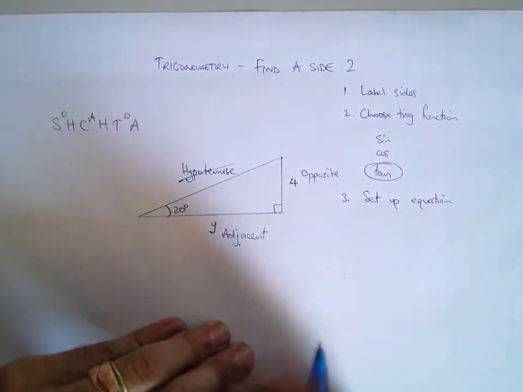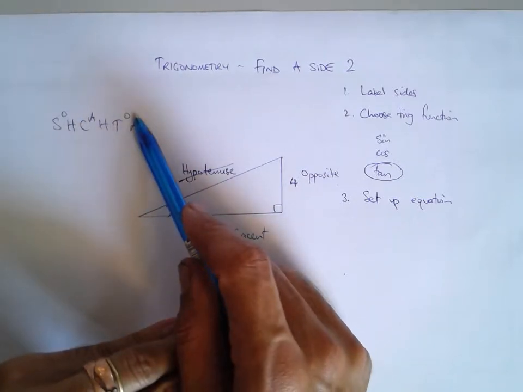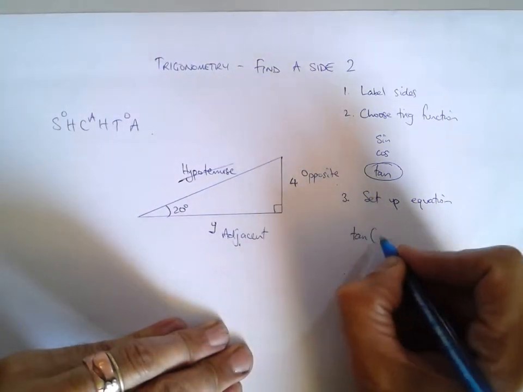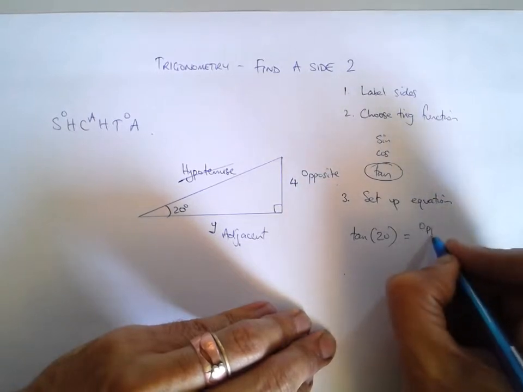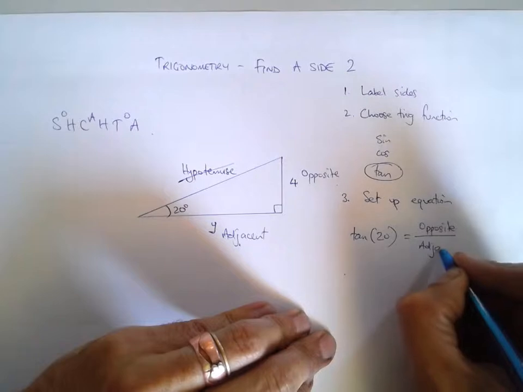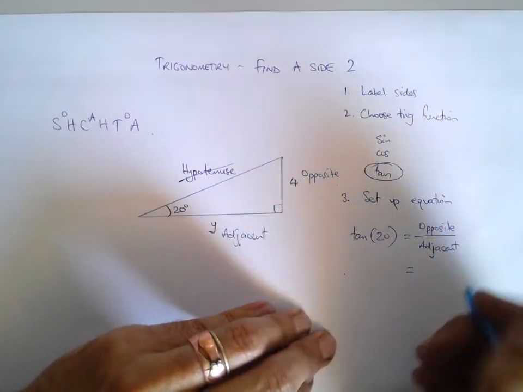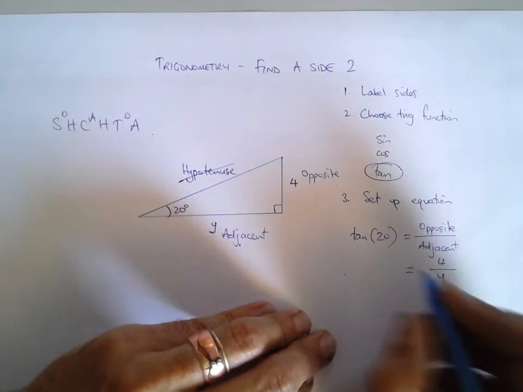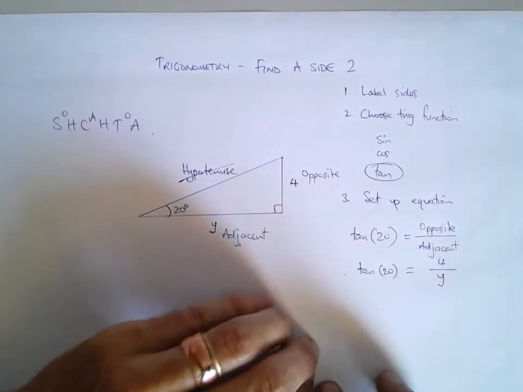Now I need to set up my equation, remembering that the tangent of the angle is the opposite divided by the adjacent. So the tangent of 20 degrees equals the opposite divided by the adjacent. Well, let's substitute in. The opposite we know is 4 and the adjacent is y. So the tangent of 20 degrees equals 4 divided by y.